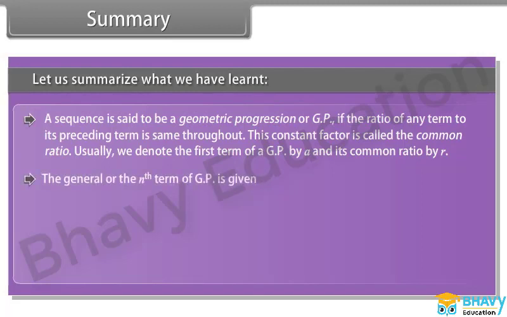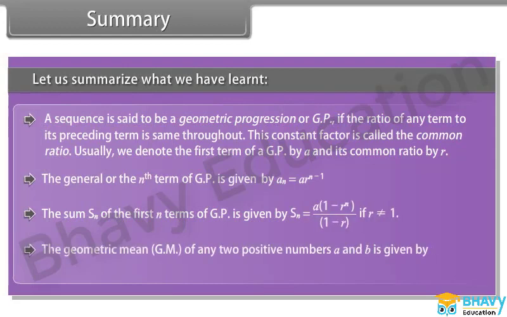The general or the nth term of GP is given by the formula. The sum Sn of the first n terms of GP is given by the formula. The geometric mean of any two positive numbers A and B is given by the formula, that is, the sequence A, G, B is GP.